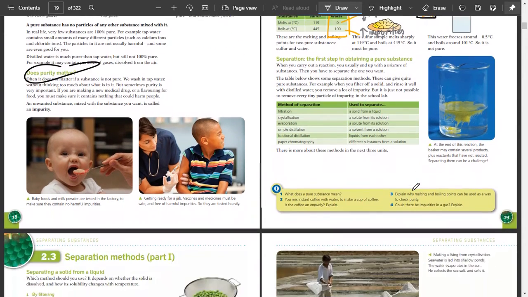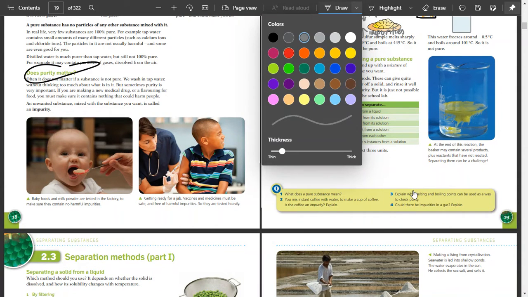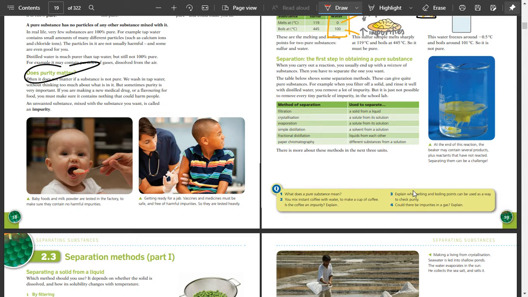Now, there are a number of different separation techniques that you have to be able to describe, you have to be able to draw, and you have to be able to label as well. The 6 most common ones are filtration, crystallization, evaporation, simple distillation, fractional distillation, and paper chromatography. It's a really useful summary for you to compare each of those.